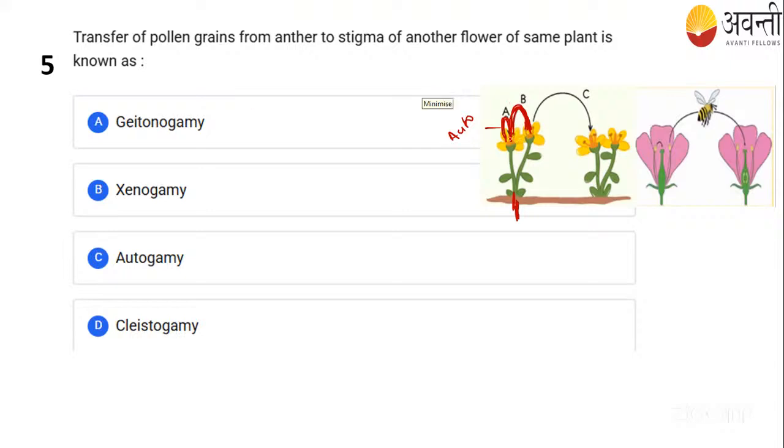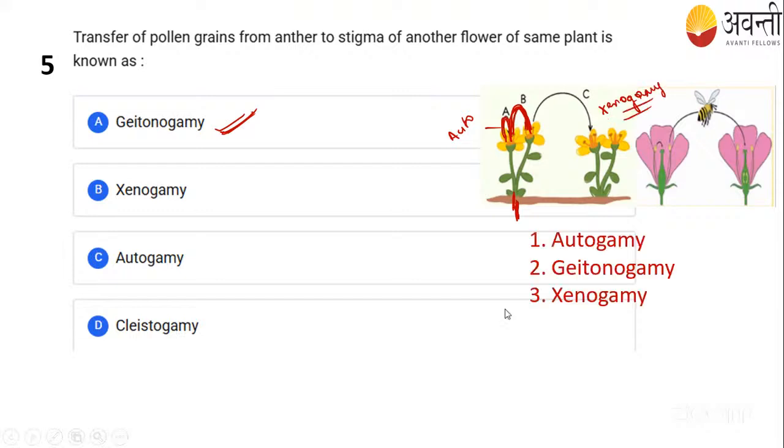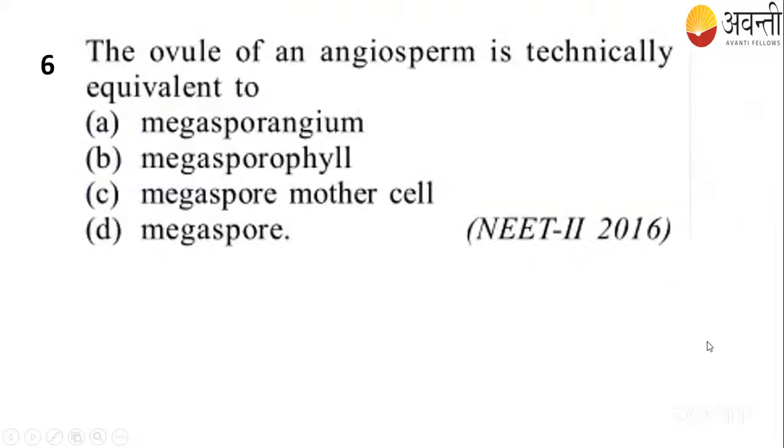The correct answer is geitonogamy. If the pollen grain from a different flower is pollinating a flower of the same plant, it is called geitonogamy. If the pollen grain from this plant is going to pollinate a different plant, it is called xenogamy, cross pollination. Xenogamy, remember this. Okay, autogamy, geitonogamy, and xenogamy. Xenogamy is also called cross-pollination.